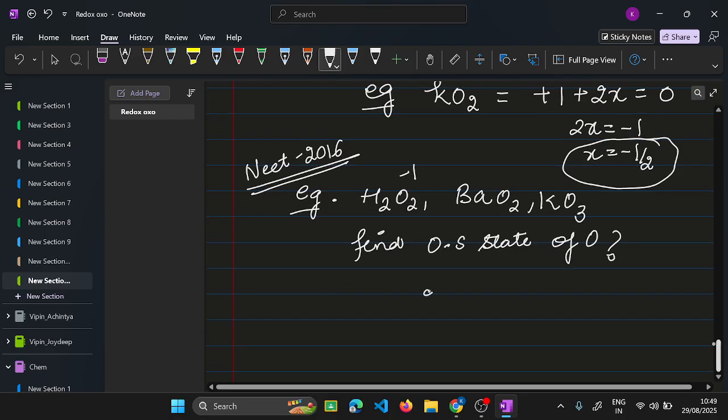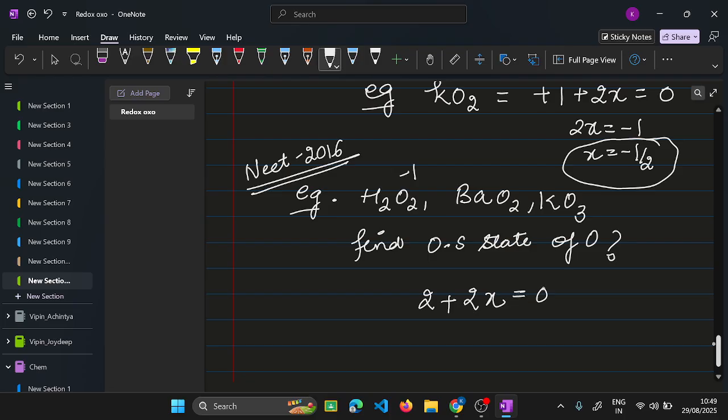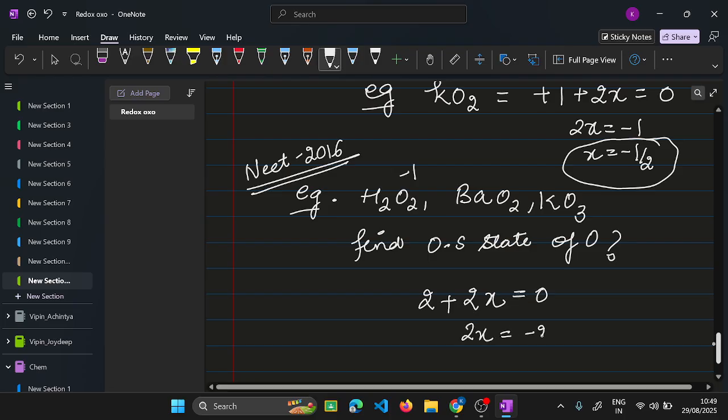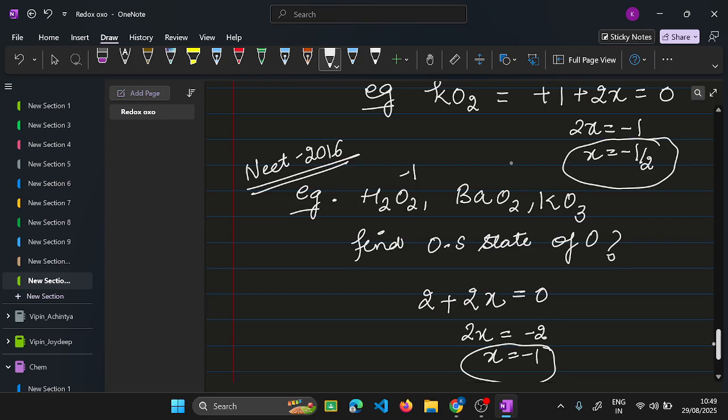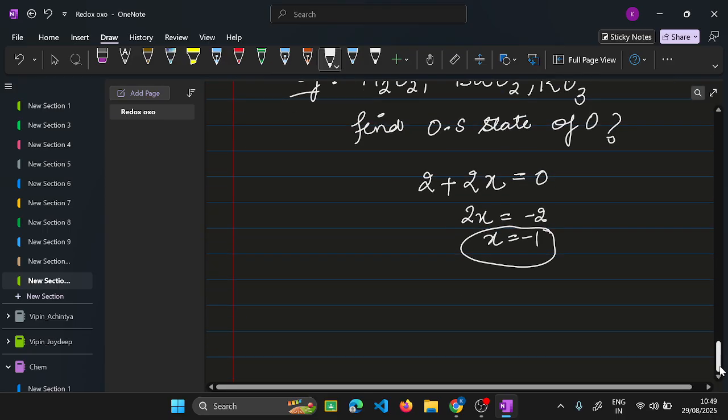What is the charge on barium? It is +2. And if I don't know the charge, I will take it as x. So if 2 oxygen, then 2x plus 2 equal to 0. So 2x equal to -2, x equal to -1. If you don't know the charge of any species, you will assume it as x. Right? Okay, now find the charge on KO3. So we have to... -1/3. Very good, excellent.